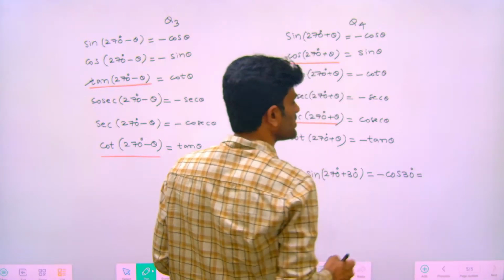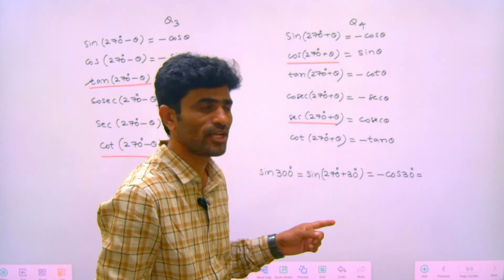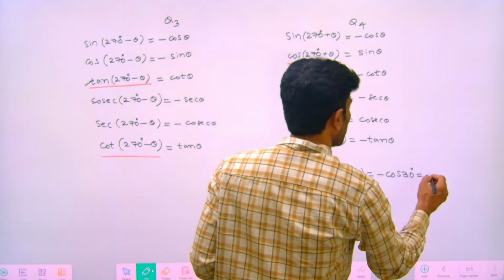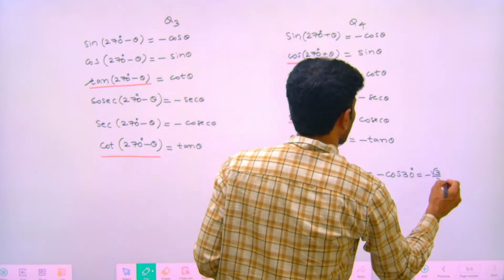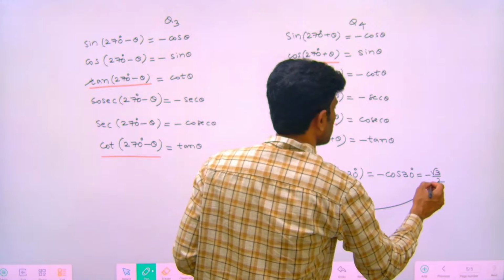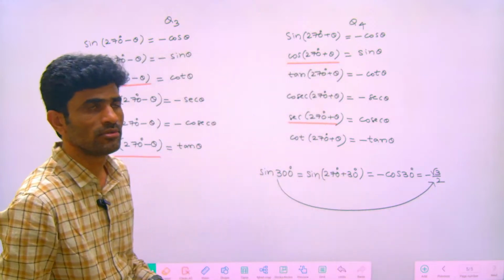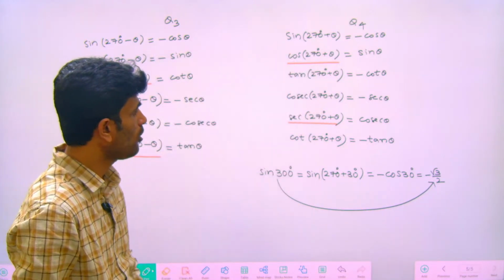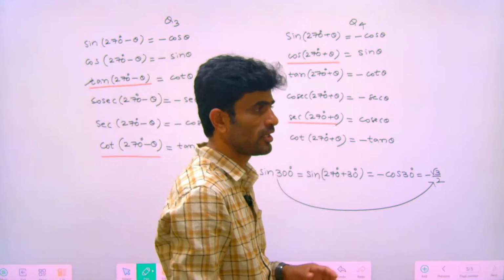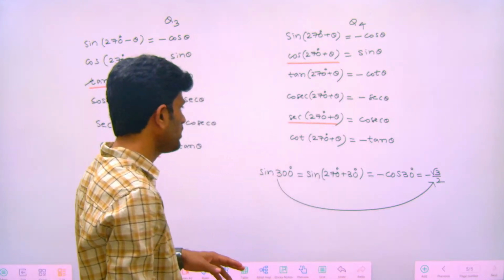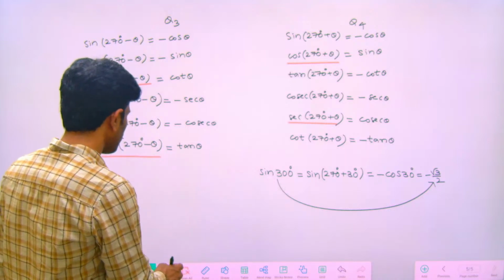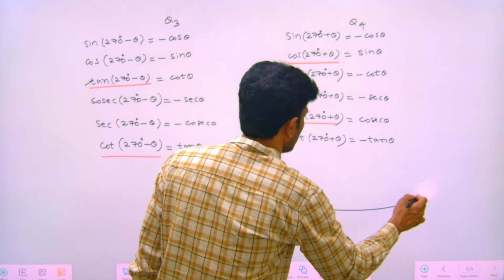Now we all know what the value of cos 30 degrees is. Cos 30 degrees value is root 3 by 2. So the result is minus root 3 by 2. So what is the value of sine 300 degrees? Minus root 3 by 2. So like this it will be useful. If you know how the ratio will be changed according to the quadrant, you can find out values like this.